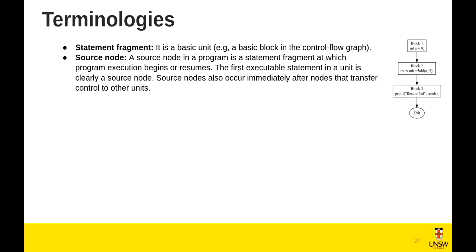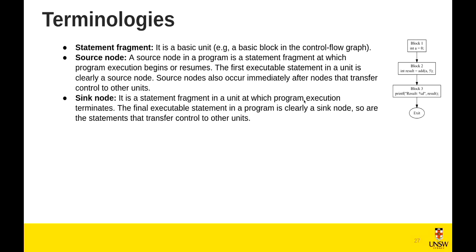So for block 2 here, for this very simple call graph, once we have returned from this add function here, we can think that this program continues or resumes its execution here. So this resume node is also considered a source node. So basic block 2 is a source node. And of course, basic block 1, which is the starting point of this control flow graph, is also considered a source node.